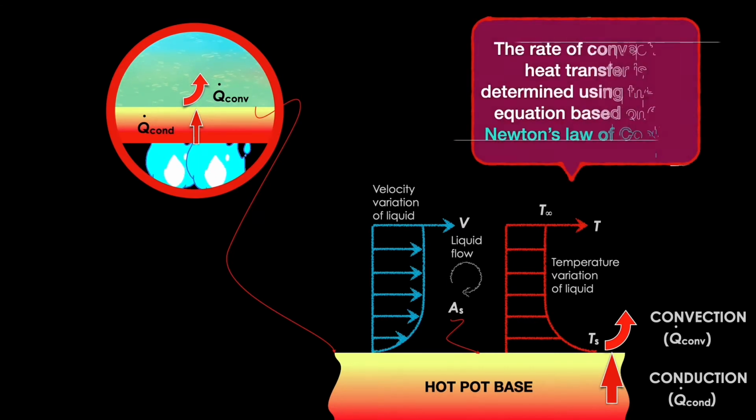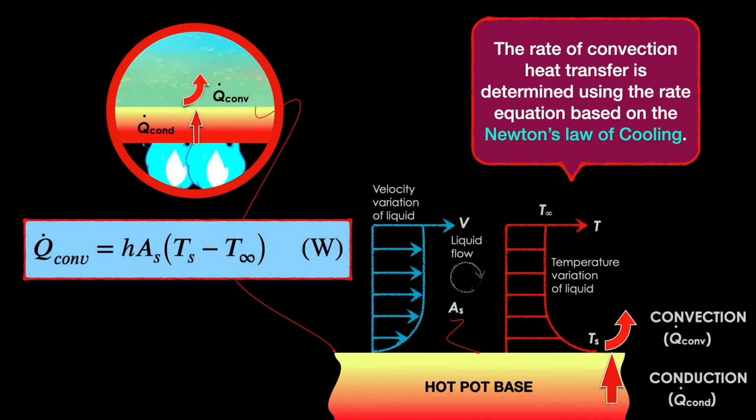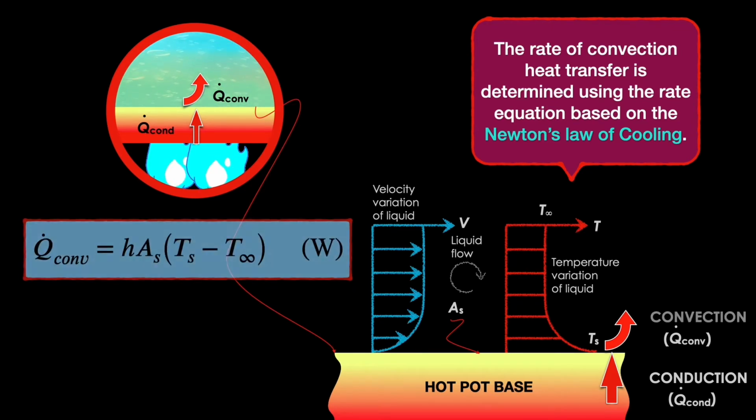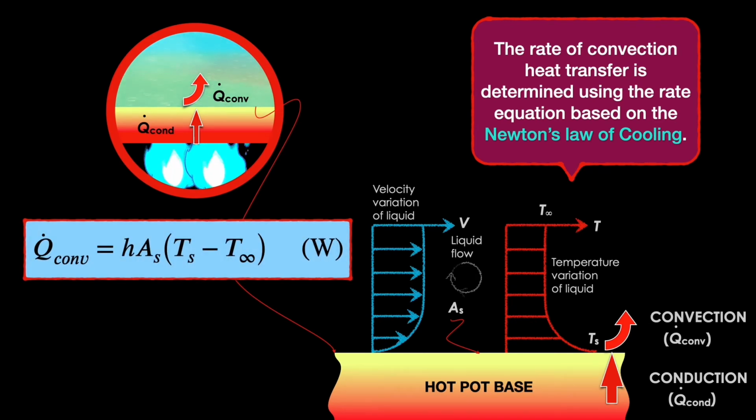The rate of convection heat transfer can be determined using the rate equation based on Newton's law of cooling. Newton's law of cooling states that the heat transfer rate by convection is proportional to the surface area and temperature difference between the surface and bulk fluid. Its symbolic expression is illustrated here.